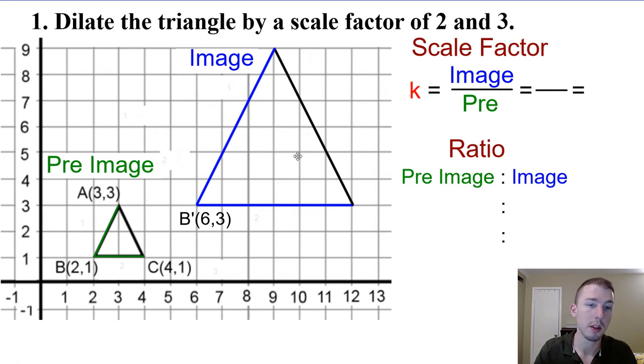So another thing you can do is you can take the length, like we have down here. We have a length of 6 on the bottom, and here we have a length of 2 on the bottom. And I'm going to do the image divided by the pre-image, so corresponding parts. So 6 divided by 2, which is going to give me a reduced fraction of 3. So we have a scale factor of 3. You can also see it kind of shown here.